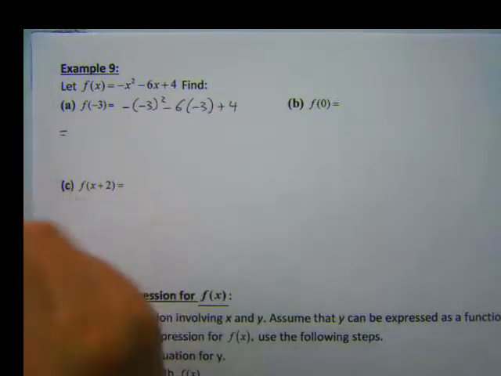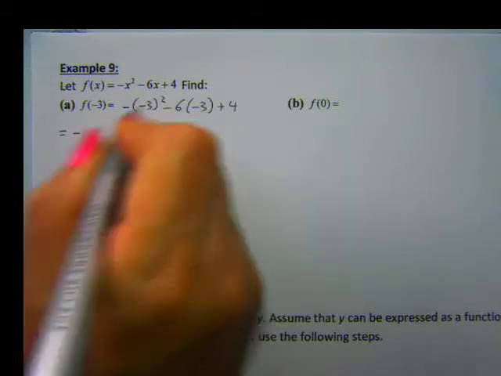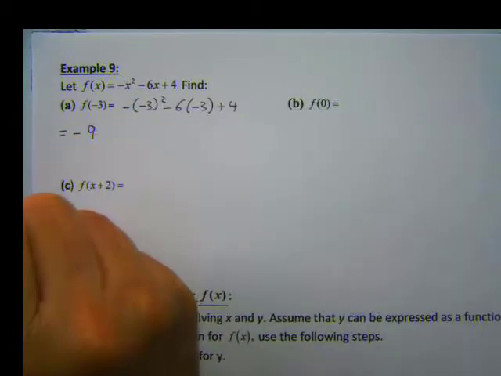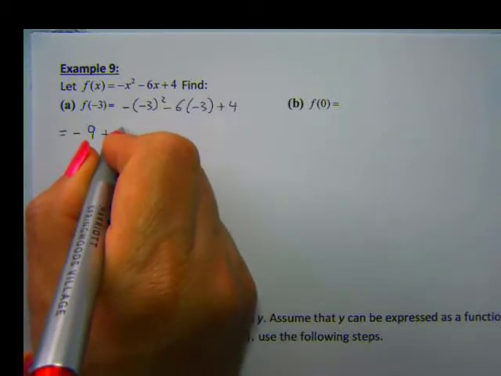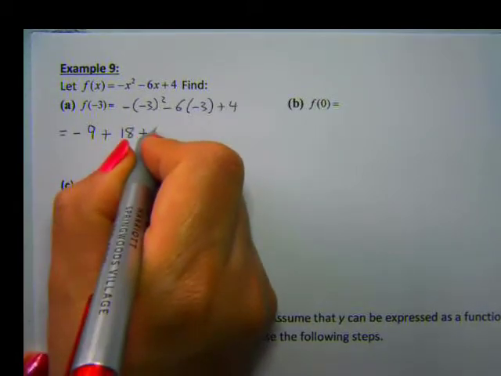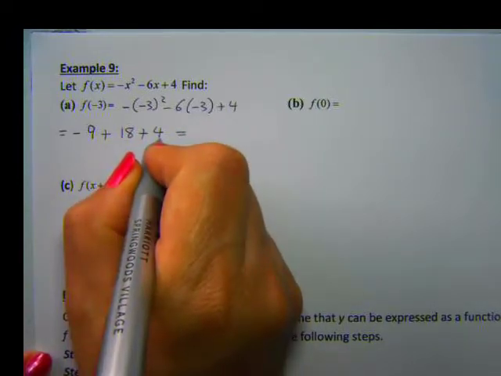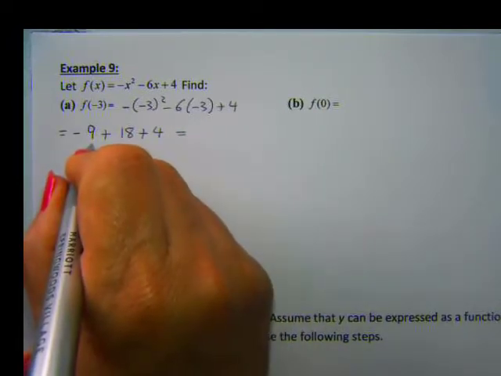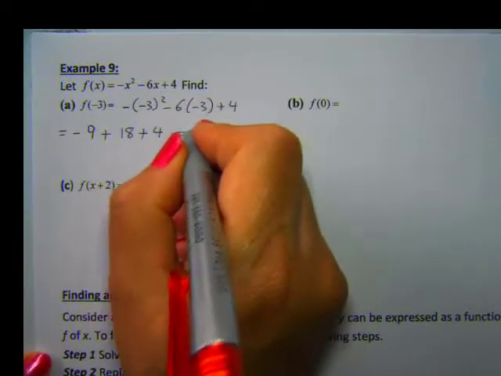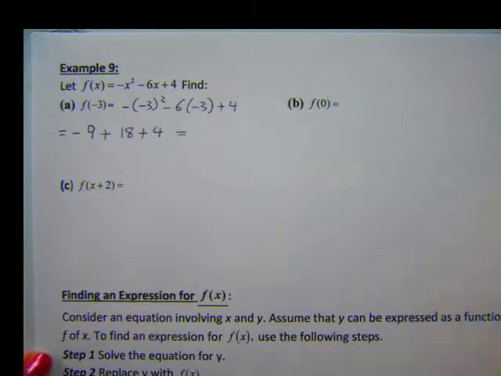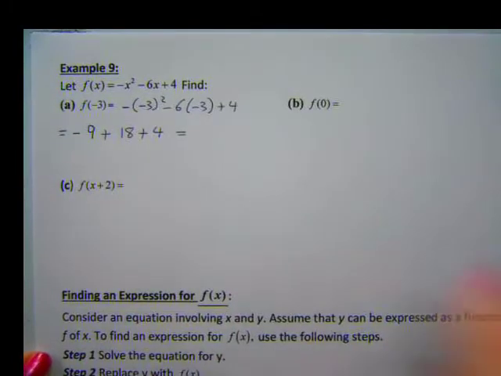So let's now work it out. Now the minus is outside, but negative 3 squared is a positive 9. Minus times a minus is a positive 18 plus 4. And what is that? 18 plus 4 is 22. Take away 9 is 17. Okay, I'm not sure. Oh, 18 minus 9 is 9, plus 4 is 13.